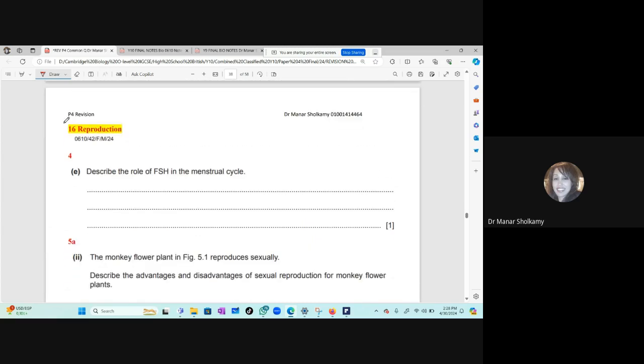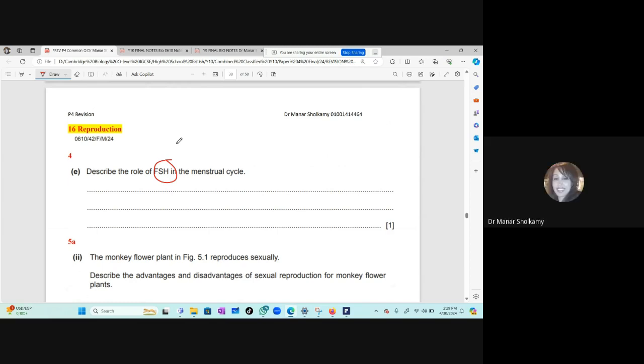Good. Now, reproduction, plant and animal. Hormones. What is the role of the FSH? To stimulate development and growth of the follicle. Correct. This is 1 mark. What if it's 2 marks? What else will you write? It stimulates LH. It's produced from the pituitary gland.